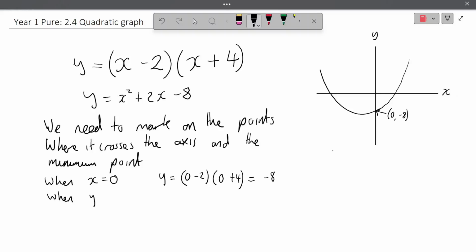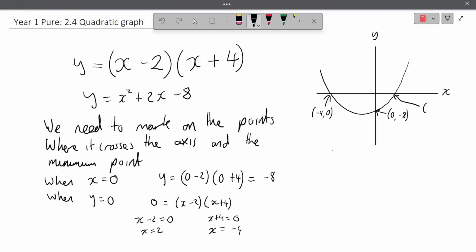When y equals 0, we have 0 equals x minus 2, x plus 4. Then we have x minus 2 equals 0, which means that x equals 2, and x plus 4 equals 0, and therefore x equals minus 4. So this point is x equals minus 4, but you could have its coordinate as minus 4, 0. This point over here is at 2, 0.